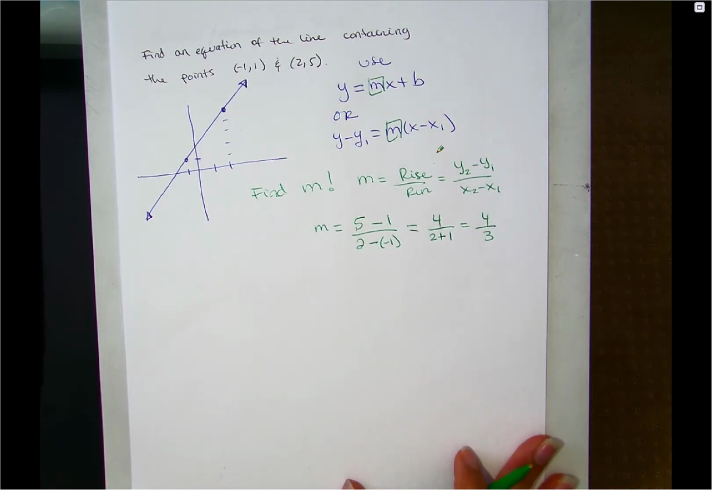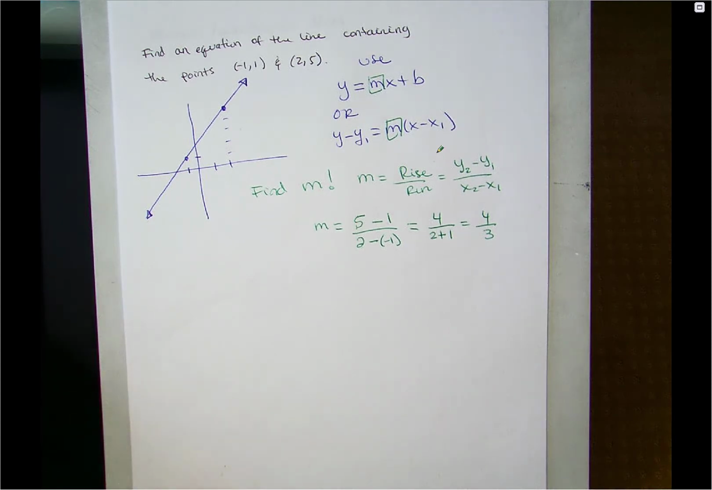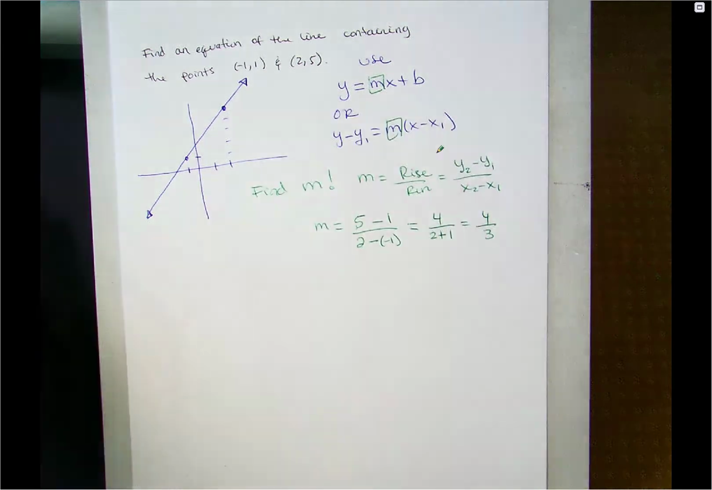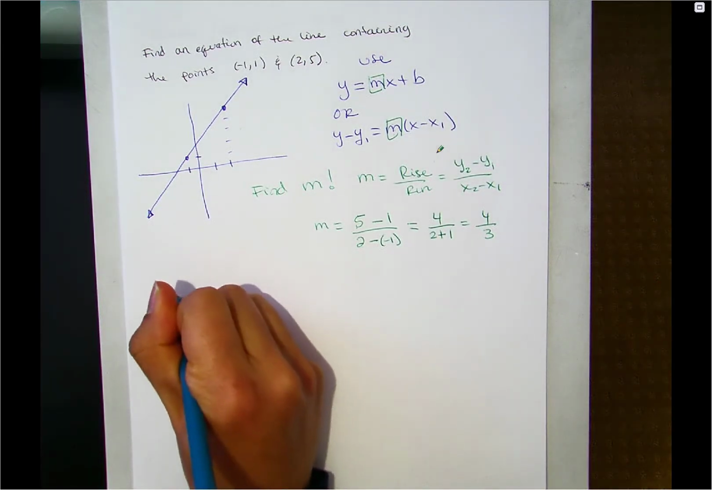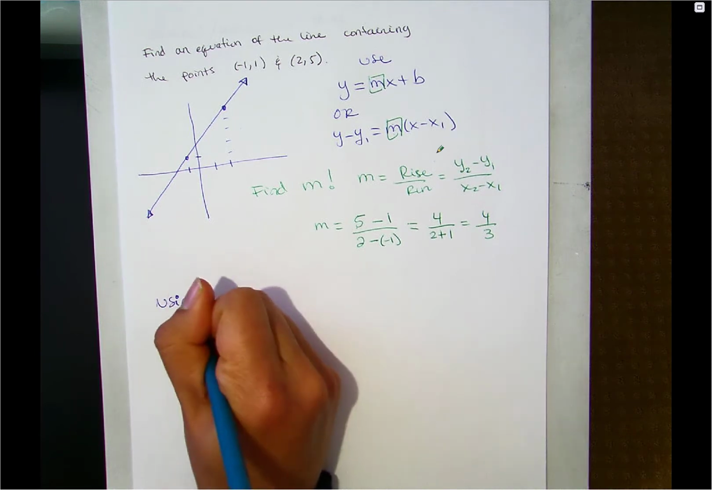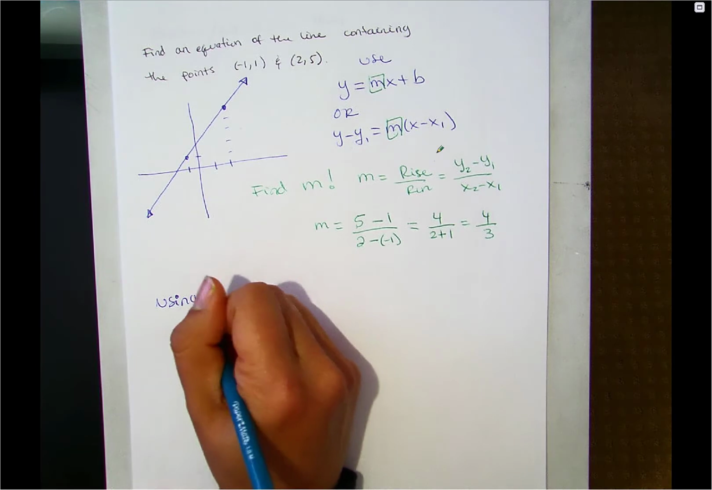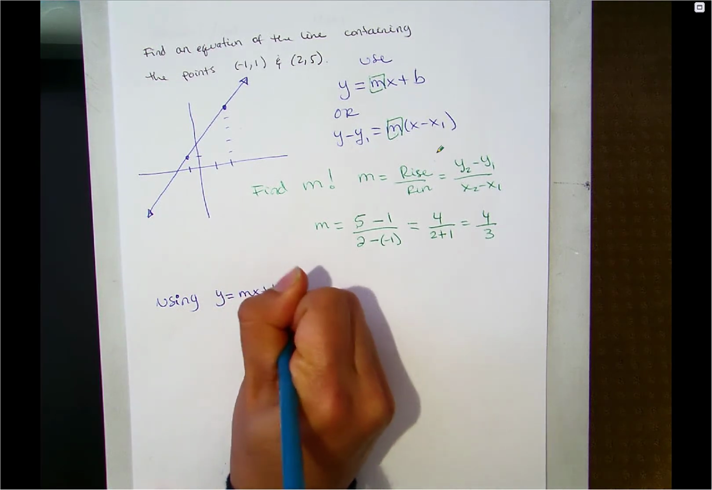Okay, so we have the slope. Now what? Remember, we needed the slope to be able to put it back into one of those. So I'm going to do it both ways, and it's up to you. I'm never going to ask you to find the equation of a line one way or the other. I'm just going to say find the equation of a line. So it is up to you to use the one that you feel most comfortable with.